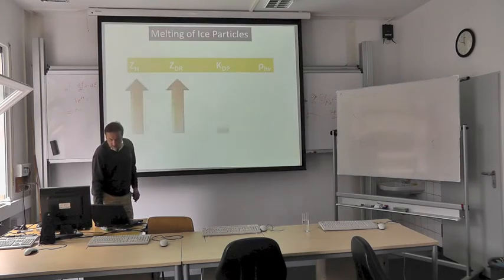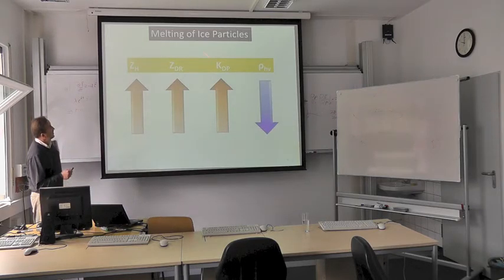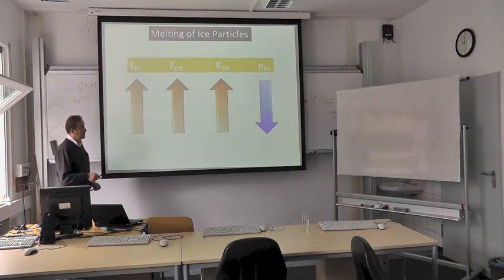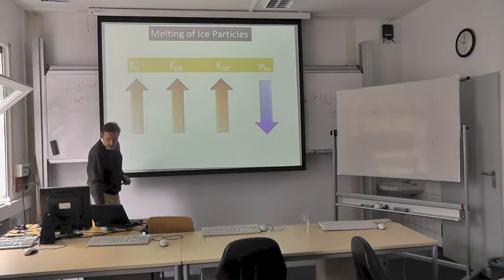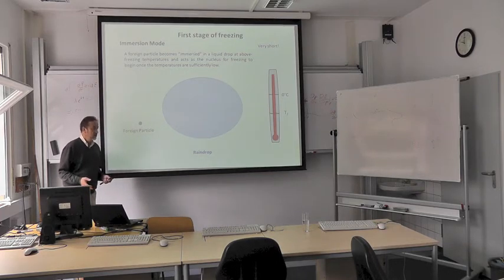Summary, pictorial. So, due to melting, Z increases, ZDR increases, KDP increases, rho HV decreases. This is a very strong decrease that is usually used for detecting the melting layer. Okay, refreezing.